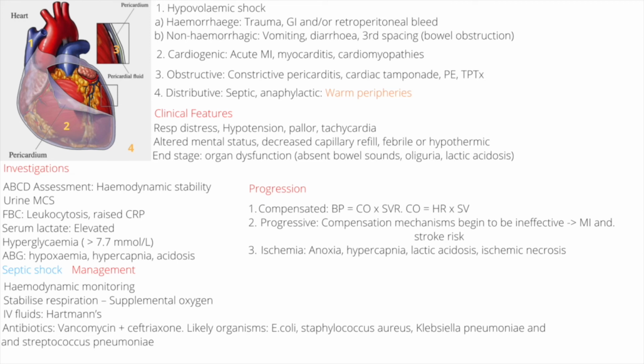Antibiotics are given to target the specific organism shown in MCS. Generally, vancomycin for gram-positive and ceftriaxone for gram-negative agents are fairly decent bets because the likely organisms are E. coli, Staph aureus, Klebsiella pneumoniae, and Streptococcus pneumoniae.